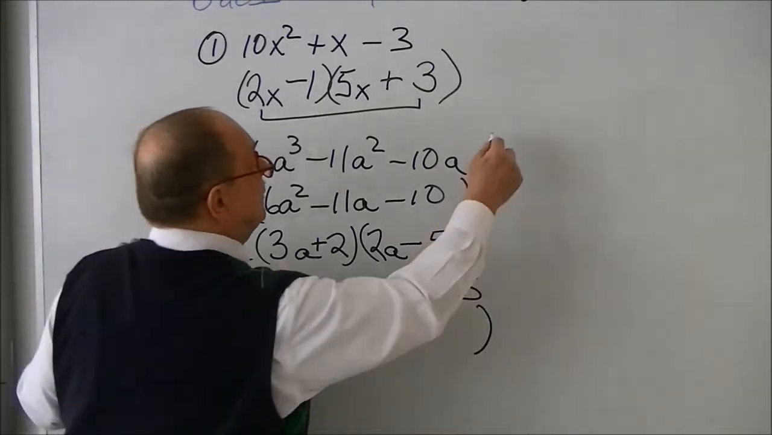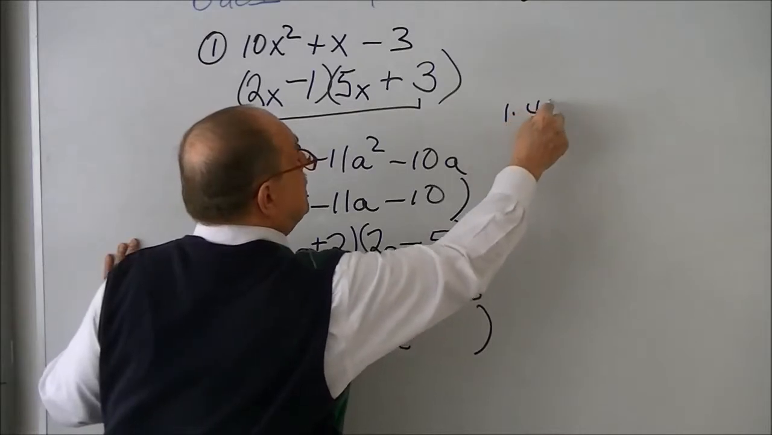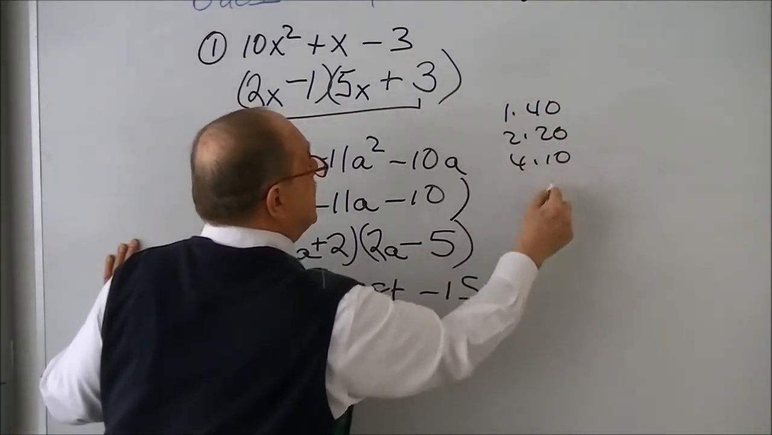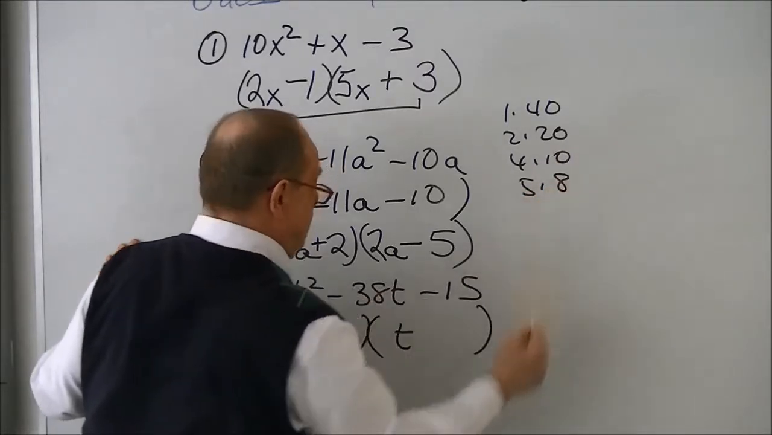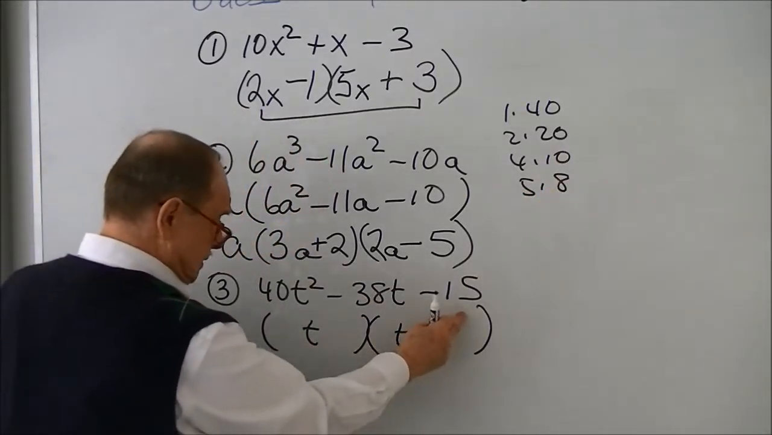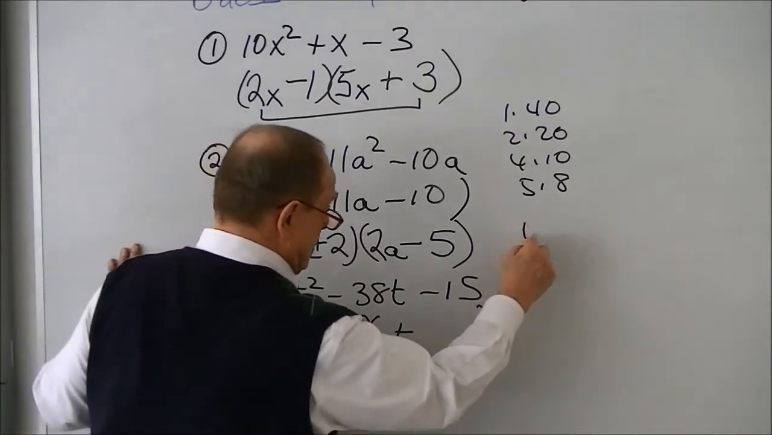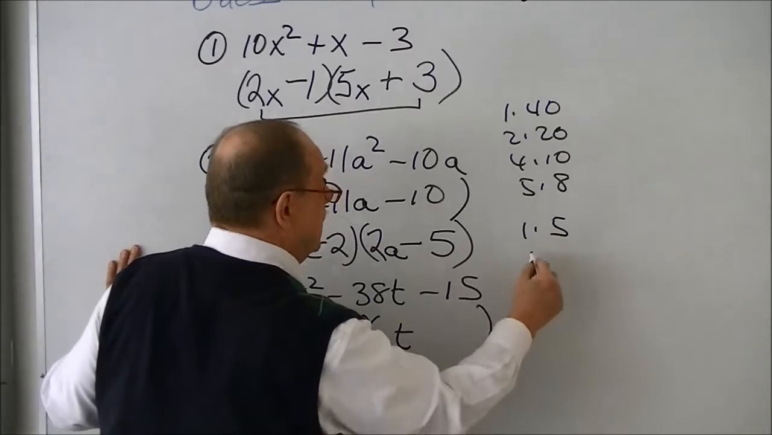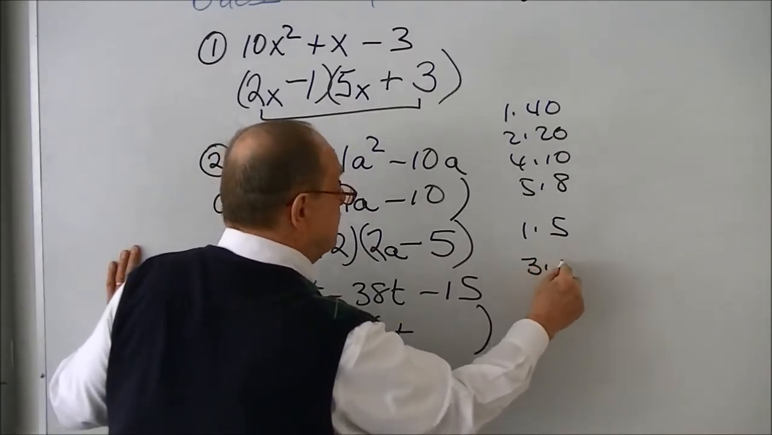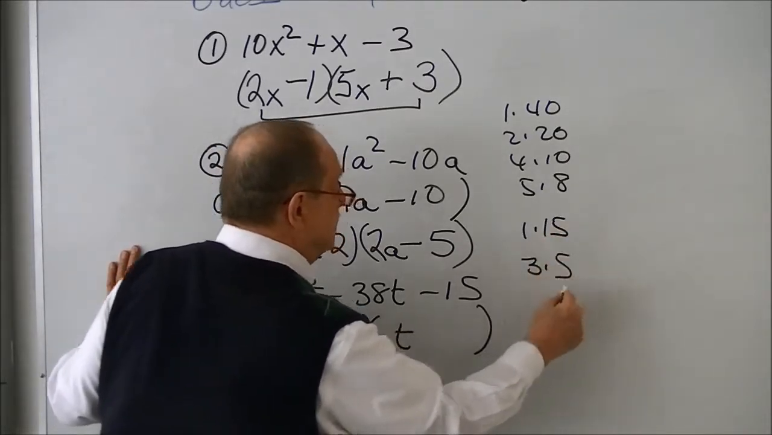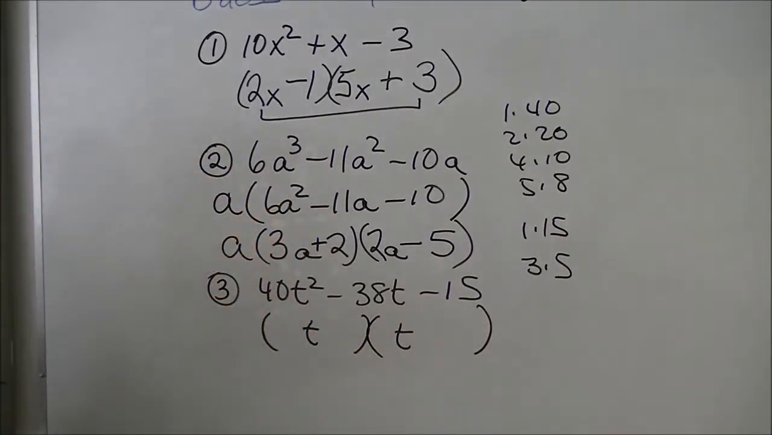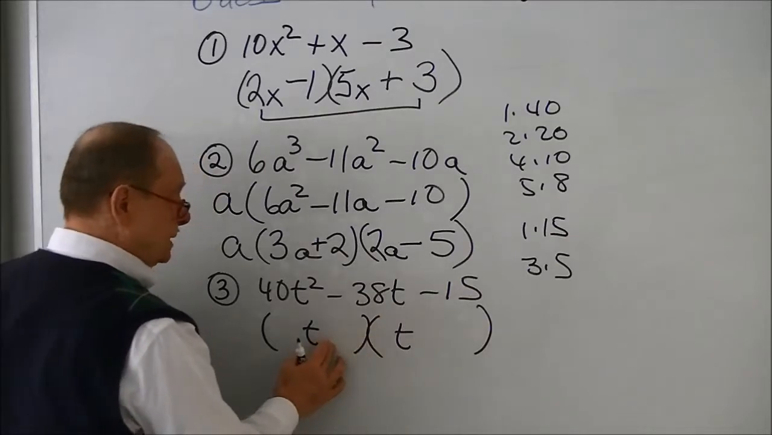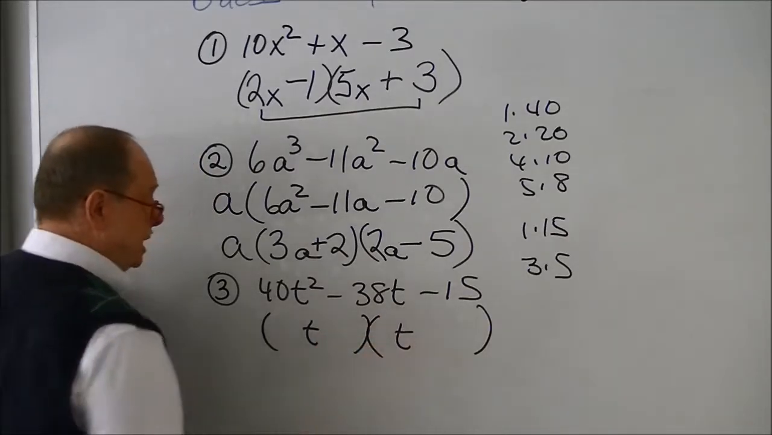Wow. Factors of 40: 1 times 40, 2 times 20, 4 times 10, 5 times 8. And we have factors of 15: 1 times 15, and they could be reversed too, and then 3 times 5. We'll stick with those for now. Again, this is negative, so one of these signs will be negative, one will be positive.